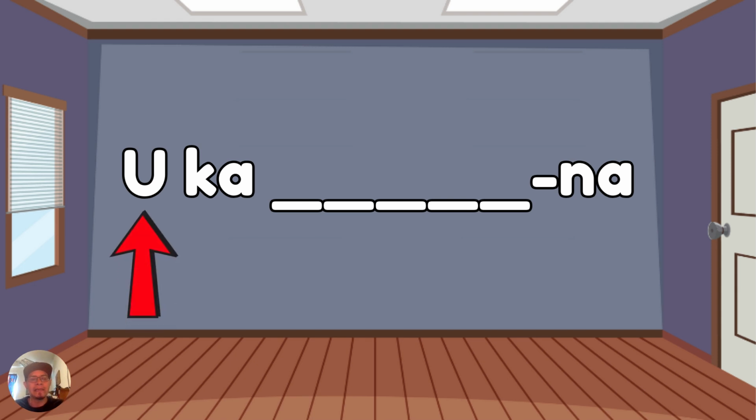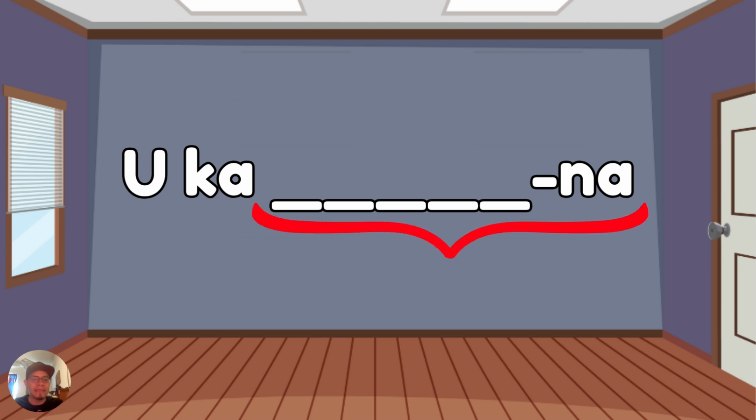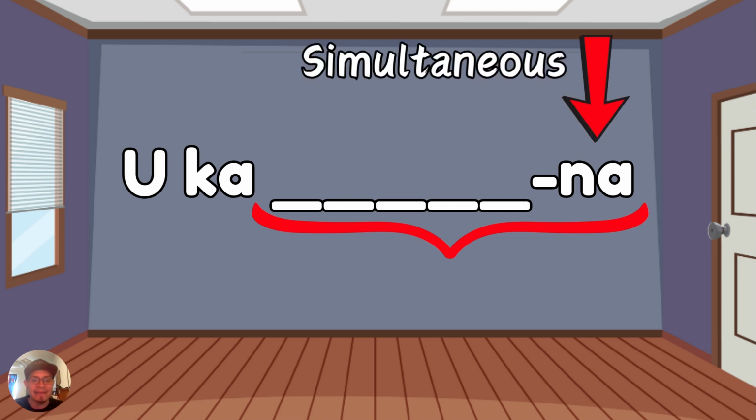We know u is the singular form "you." Now when this word ka follows like it does here, it's telling us that what follows is going to tell us something additional about you. So all of this part right here, the blank and the na, is giving us additional information about you. Now this suffix na is the simultaneous suffix. It can be translated as "as" or "when," just like the examples I just gave you: when you were a girl or when you were a boy.